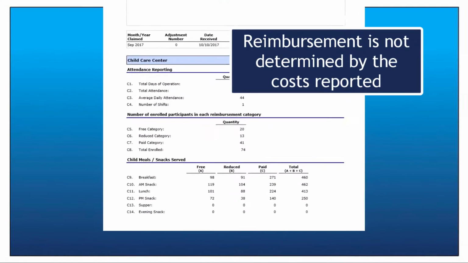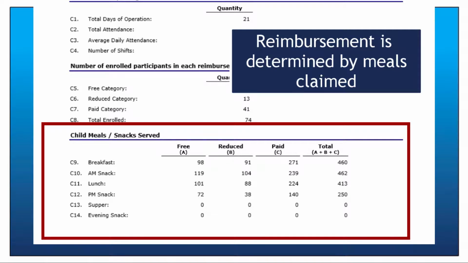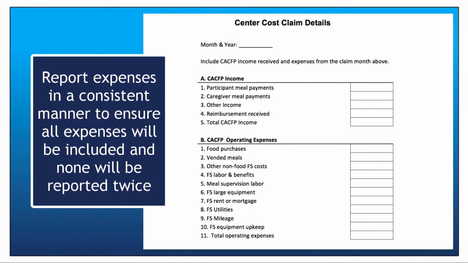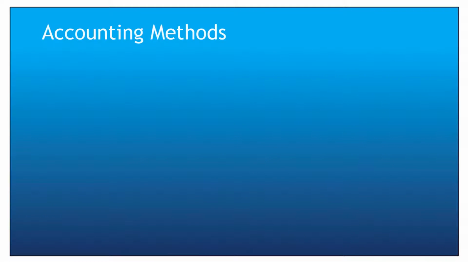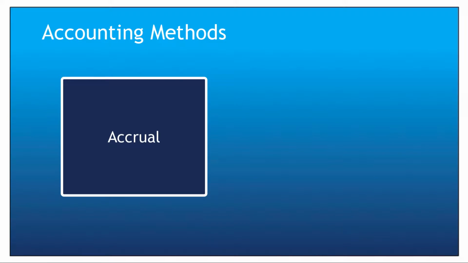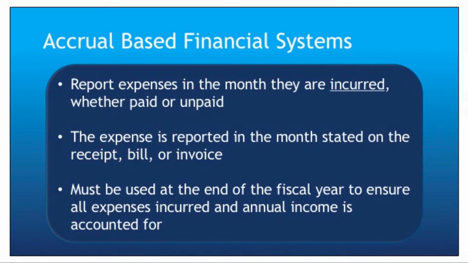Reimbursement is not paid for reported expenses, but instead for the number and type of meals claimed each month. All CACFP expenses must be reported in a consistent manner to ensure that all expenses will be included and none will be reported twice. Centers may choose to use either the accrual or cash accounting method when reporting expenses.